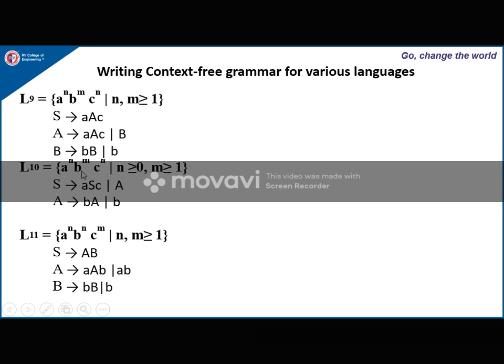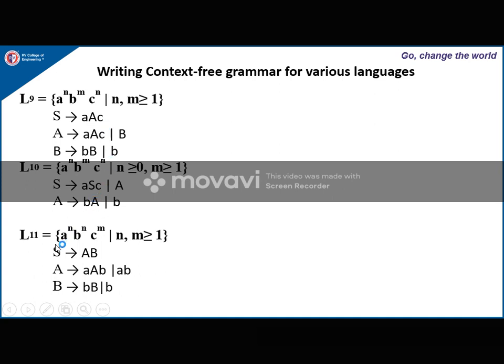Next is a^n b^m c^n. Here the condition is n can be 0 and m should be greater than or equal to 1. So at that time, what changes you can observe here: S derives aSc or B. Since n can be 0, I can directly have only B's, which is allowed in this language. So I can start with S derives B, and B contains any number of B's. Only B's also belongs to the language, whereas here there should be at least one A, so I have to start with this.